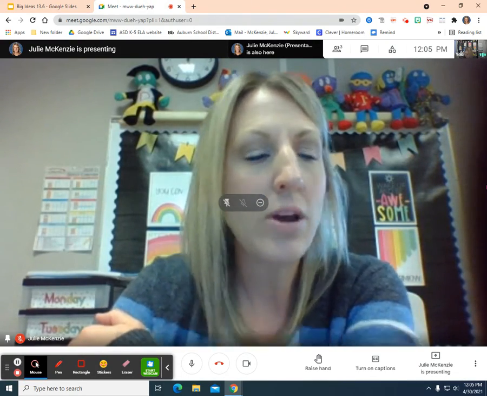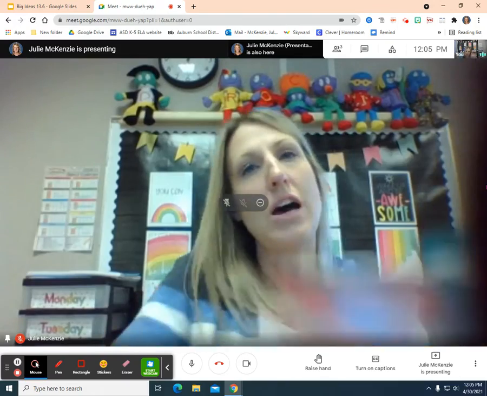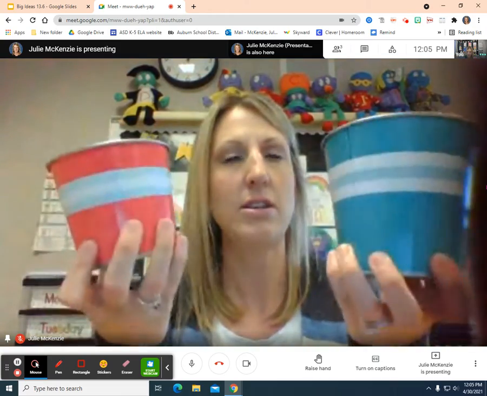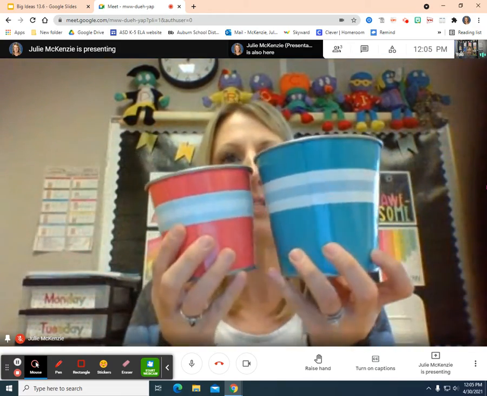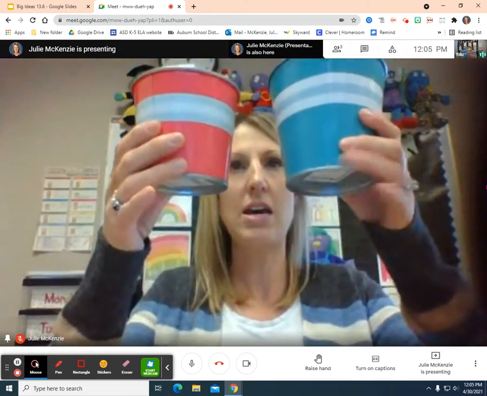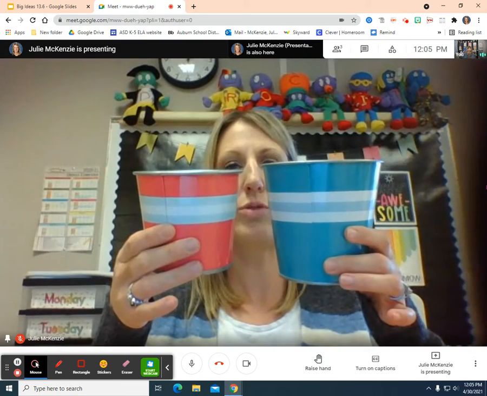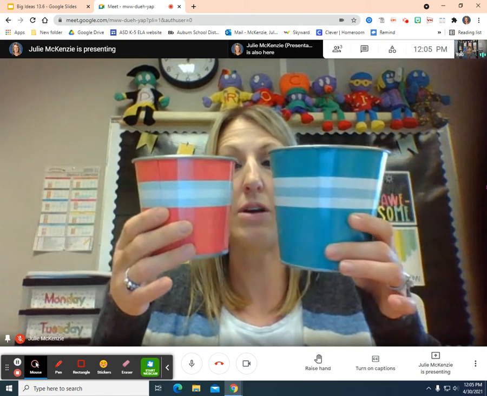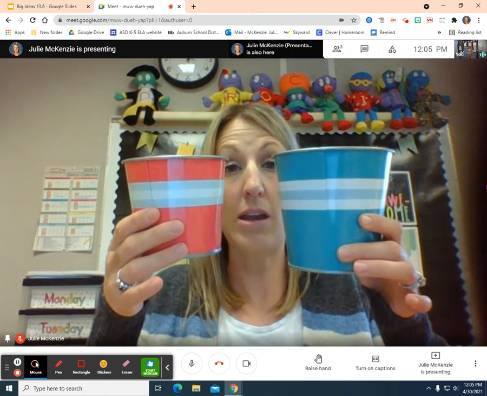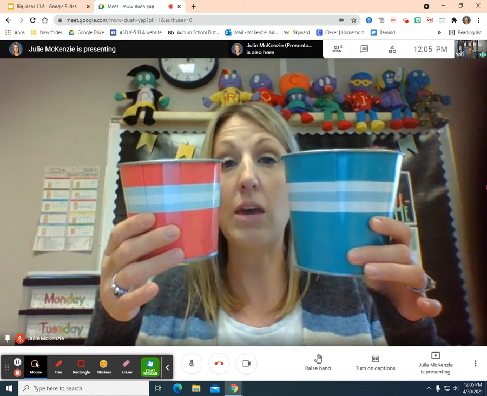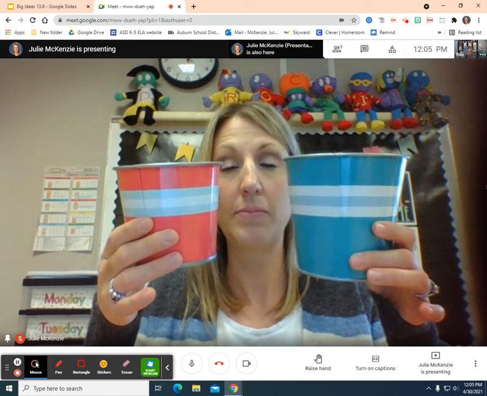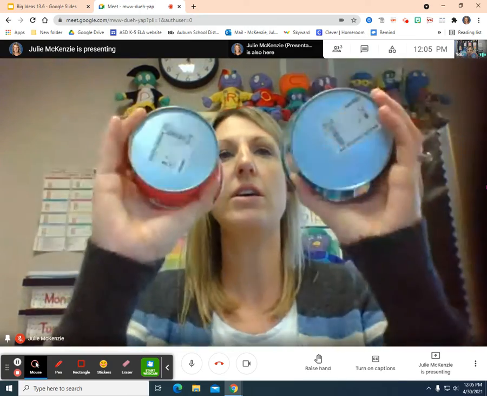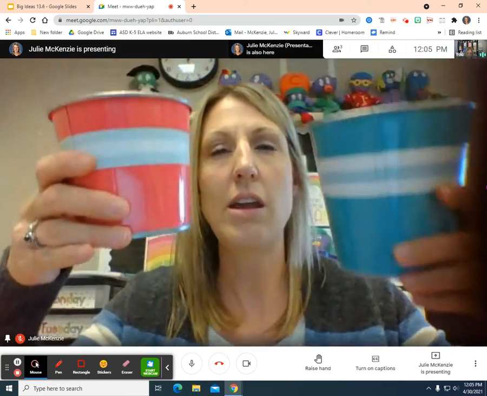So I want you to look at these two objects I'm holding. These are just metal containers. And if you notice, they are not the same size. If I hold them right next to each other, can you see which one is bigger and which one is smaller? Take a look at them. Is the green one bigger or is the pink one bigger? The green one is bigger.